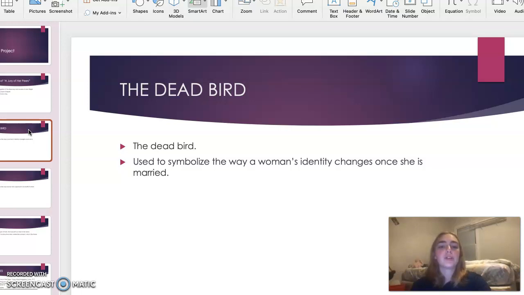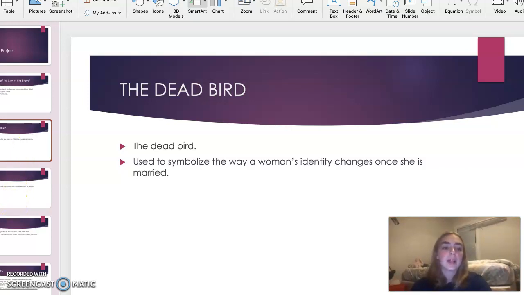The dead bird is used to symbolize how Minnie felt a sense of being caged in her marriage, unable to speak up for herself. But just as Mr. Wright strangled the life out of Minnie's pet bird, Minnie felt like she was figuratively being strangled by Mr. Wright in her marriage.